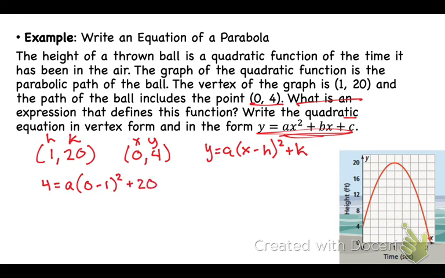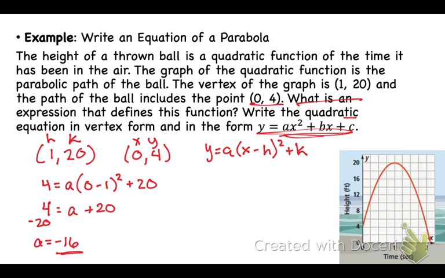Everyone following where she got all that? Okay, so negative 1 minus 0 is negative 1, squared is 1. So I get 1 times a, which is just a. Okay, then how do I solve this? Subtract 20. So a is negative 16.